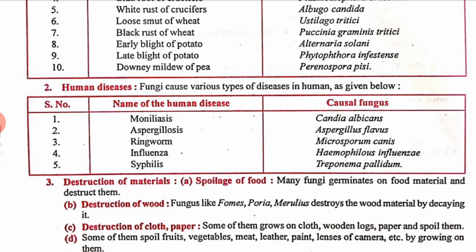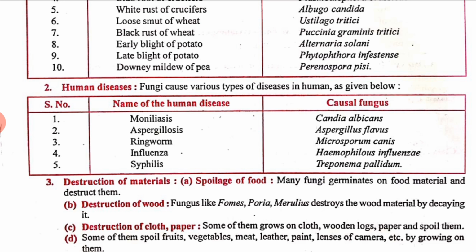Now next we have destruction of material. First, spoilage of food. Many fungi germinate on food material and destroy it. Now, destruction of wood. Fungi like Fomes, Poria, and Merulius destroy wood material by decaying it. Now, destruction of cloth and paper. Some of them grow on cloth, wooden logs, and paper, and spoil them. Some of them spoil vegetables, fruit, meat, leather, paints, camera lenses, etc.